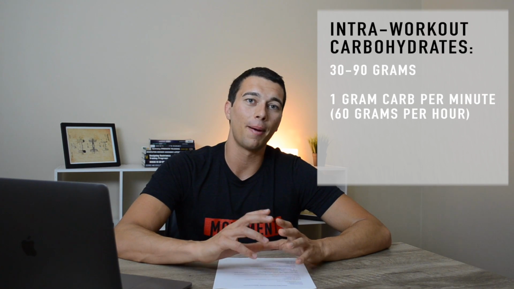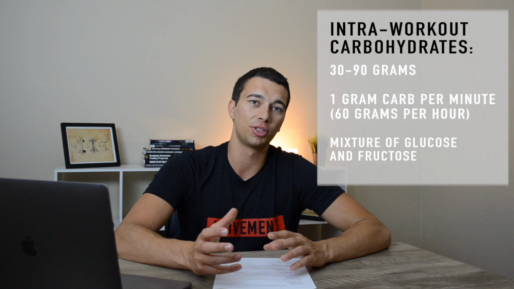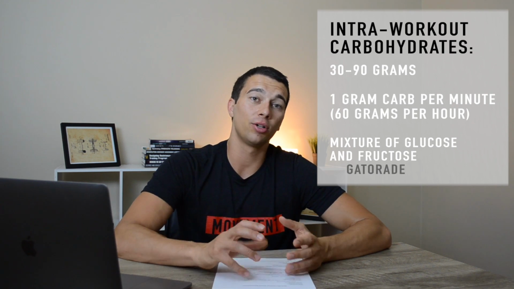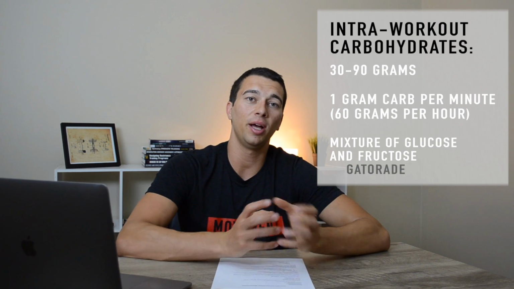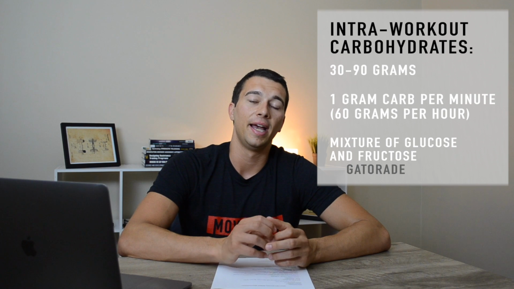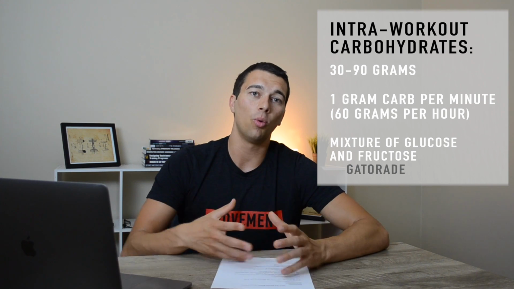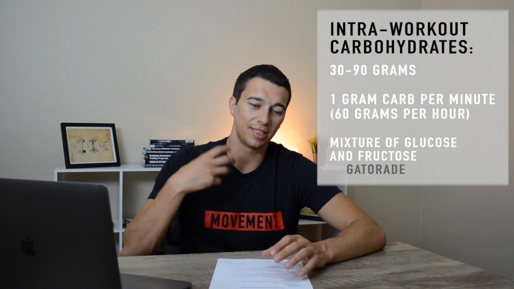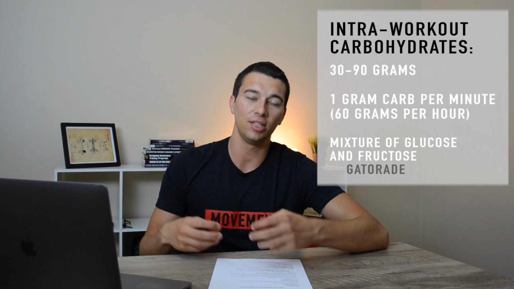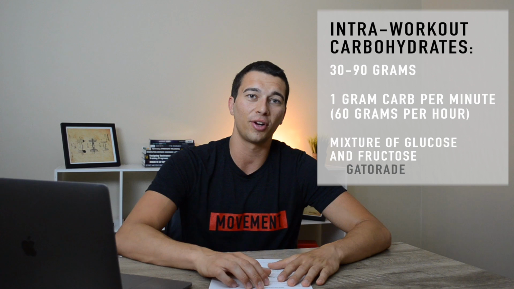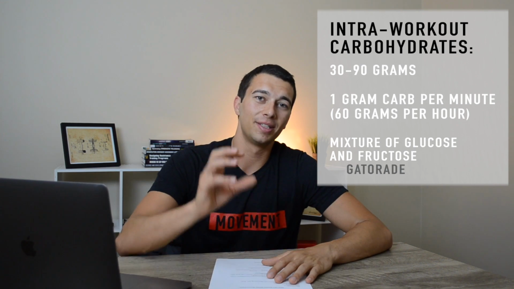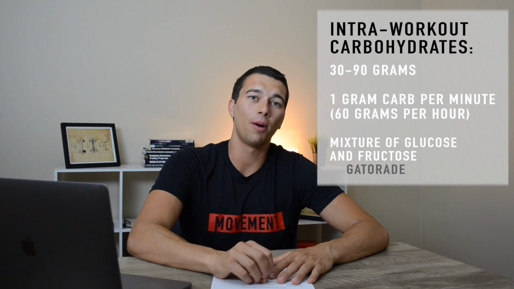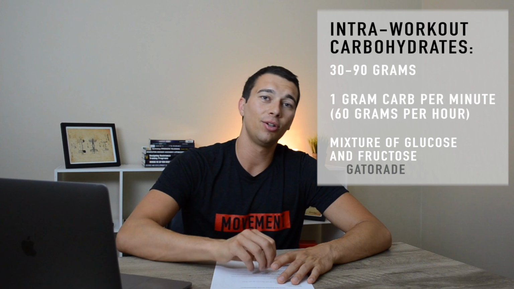This should come from a mixture of glucose and fructose. So if we can get something like Gatorade, which is actually a 50-50 blend of glucose and fructose, and in the case of Gatorade, it's within water at about an 8% concentration, meaning it's digestible and easy to get into your bloodstream and actually used for energy. What we're trying to get at though is about 1 gram of carb per minute, about 60 grams of carbs per hour.